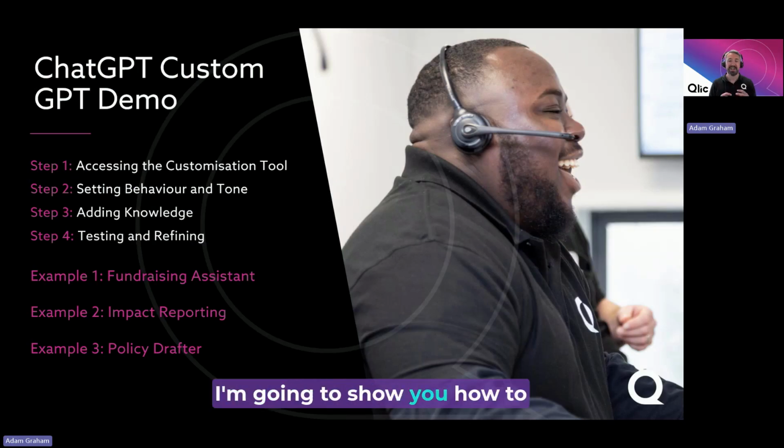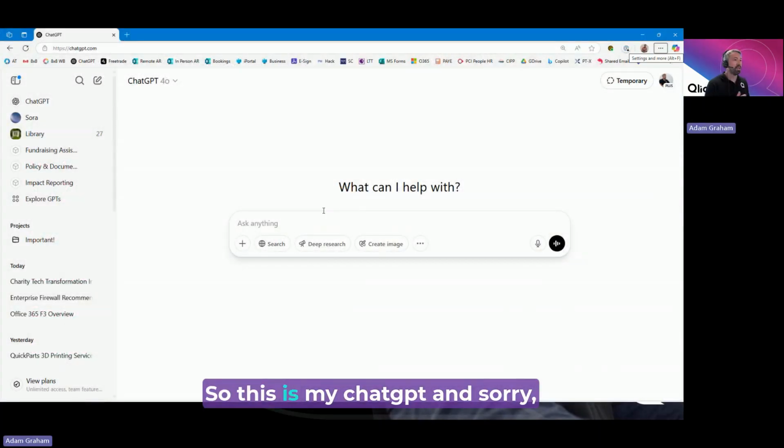So in this demo, I'm going to show you how to access the customization tool, how to set the behavior and the tone of the GPT, to add your own knowledge, and then test and refine that. So this is my ChatGPT, and sorry I'm not looking at you anymore when I do this because I've got a second screen here. This is my version of ChatGPT, and I've already created these GPTs for us today. But I'm going to show you how I did it and why I've done it.